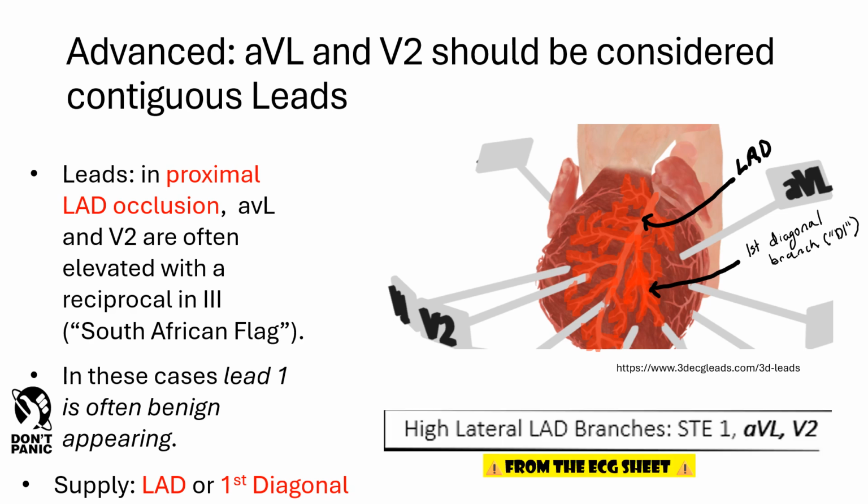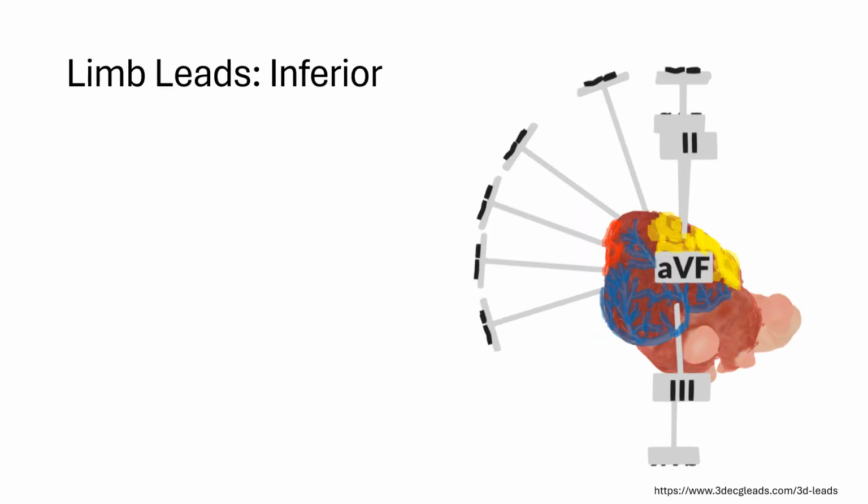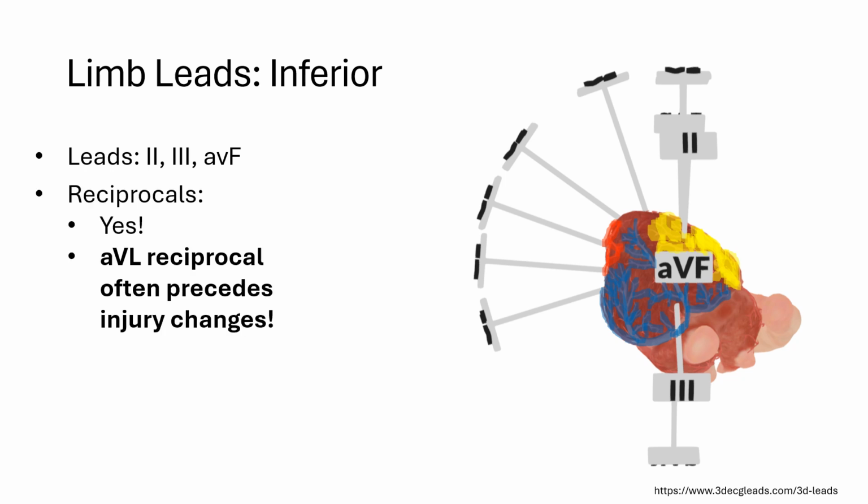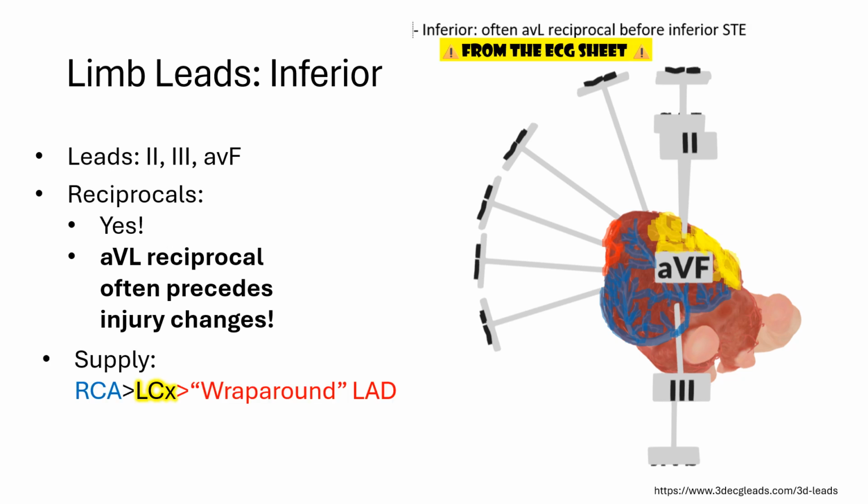Here's a spot on your sheet reminding us of this point. The inferior leads, as we've discussed, are 2, 3, and AVF. Reciprocals are very commonly associated with injury in this area. In fact, the AVL reciprocal often precedes injury changes in 2, 3, and AVF. The supply is usually the right coronary artery, sometimes the circumflex, sometimes a wraparound left anterior descending artery.